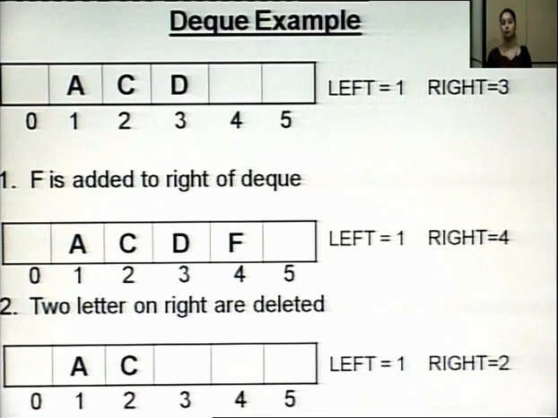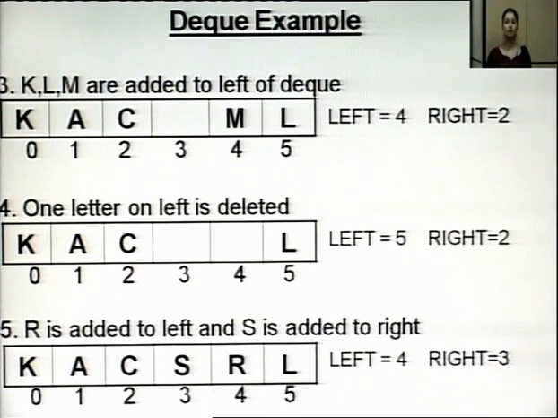The value of right becomes 4 and the value of left becomes equal to 1. Now the next step is to delete any value. I just delete the first value from the right side, that is F, and the second letter, that is D. So the value of right is decreased by 2, the right becomes 2 and the left remains the same, that is 1. Now I insert the value at the left end.